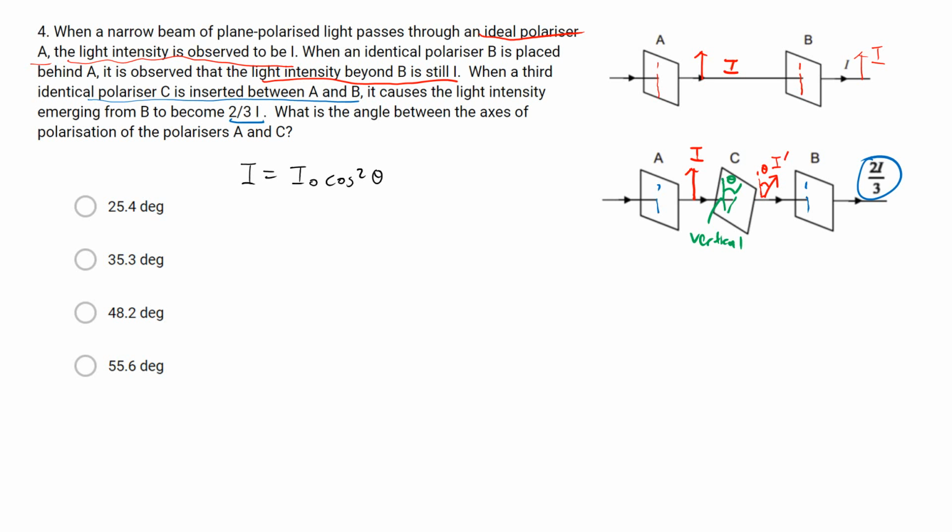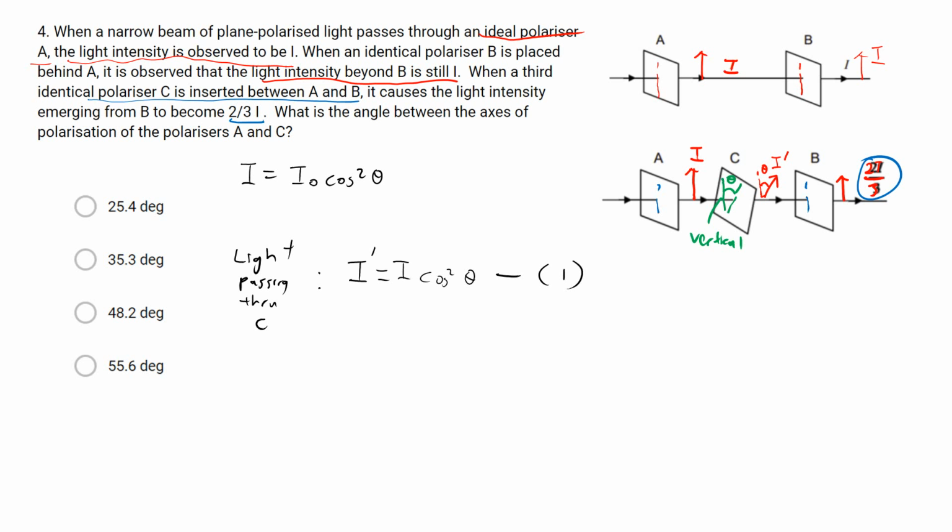Now let's consider the last part about passing through B. This new light intensity of I prime that passes through B will become vertical after passing through B, and it will have an intensity of 2I/3. So let's consider Malus's law. Let's apply it to the situation to form suitable equations to solve the question. First, let's consider light passing through C. Based on the situation, we get I prime equals I cosine squared theta. So this is our first equation.